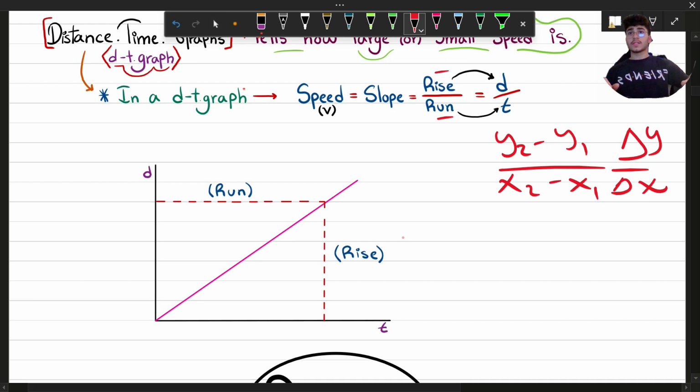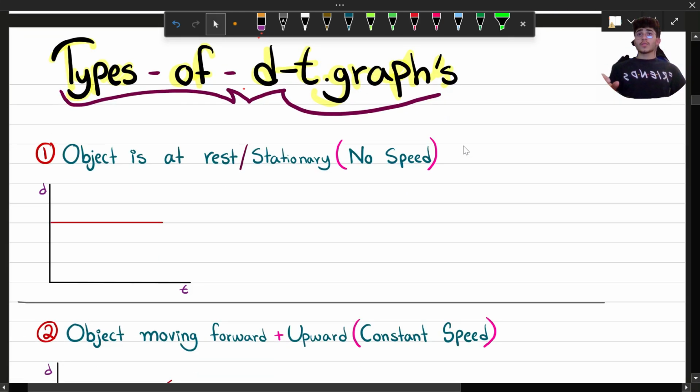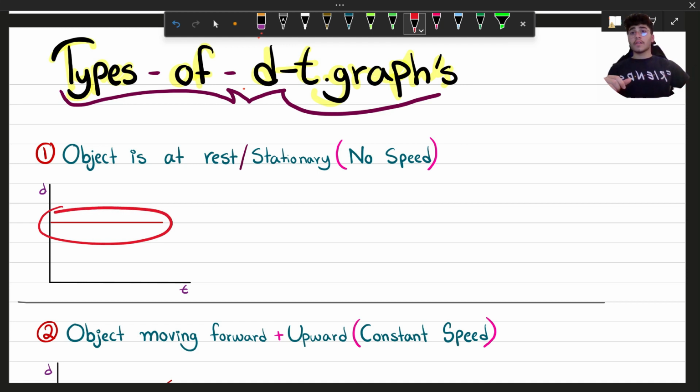Here's a demonstration. This is the distance time graph where the distance is on the y-axis and time is on the x-axis. The rise is the distance covered, and the run, the horizontal one, is the time covered. So we have types of distance time graphs. The first one is when an object is at rest. When an object is at rest, the distance time graph is a horizontal straight line from the y-axis. This means the object has no speed because the object is stationary.